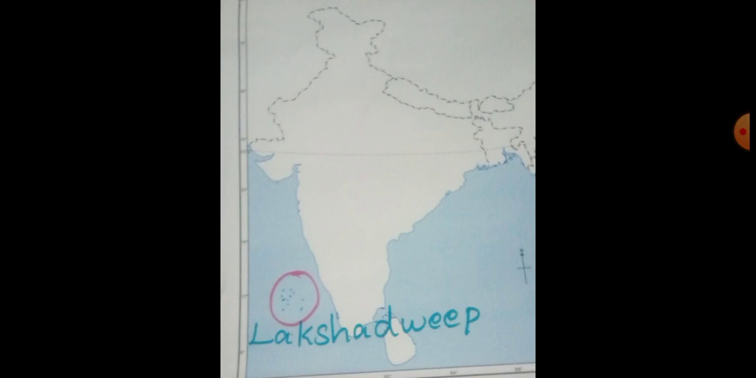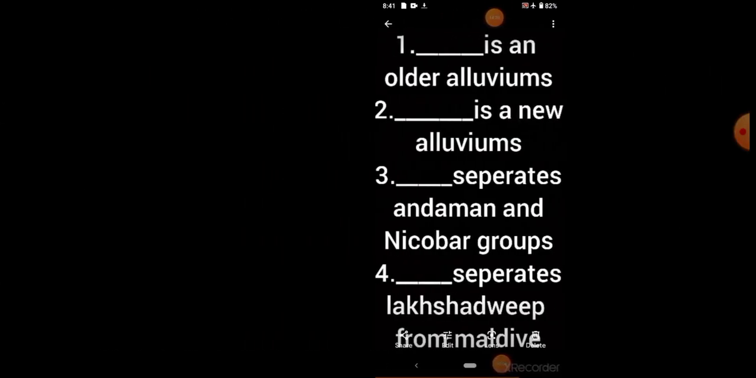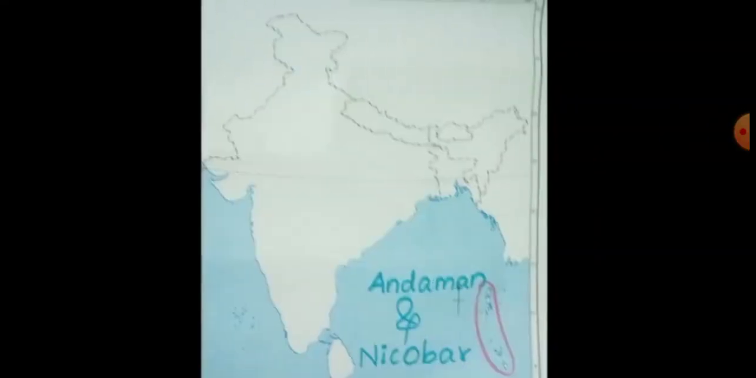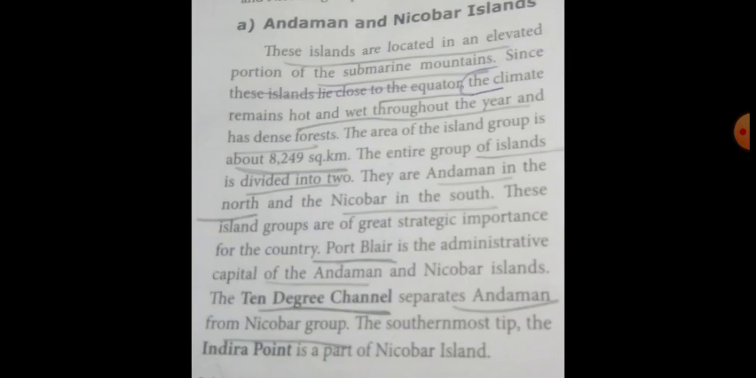Okay. Can you understand, students? Shall we recall the points? Today we learned about plains and islands. India has two major islands. They are the Andaman and Nicobar Islands and the Lakshadweep Islands. 572 islands are located in the Bay of Bengal and 27 islands are located in the Arabian Sea.